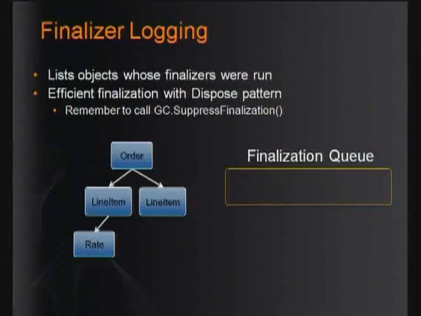Now, if you're implementing a dispose pattern consistently, you will want to make sure that that dispose method is being called all the time. But how do you find out if somebody is actually letting an object go out of scope without calling dispose? The finalizer logger will actually do that for you.